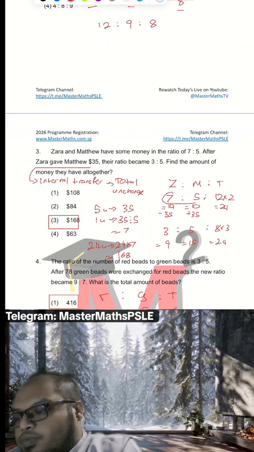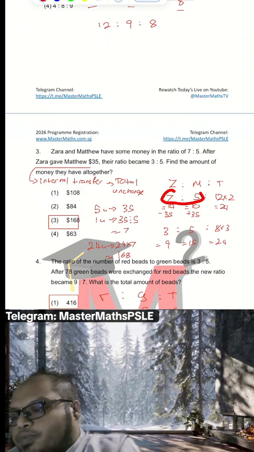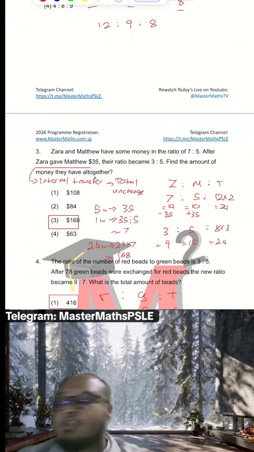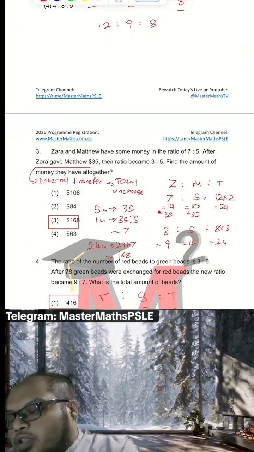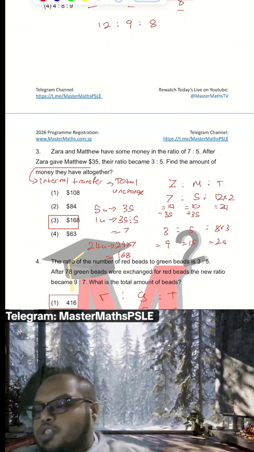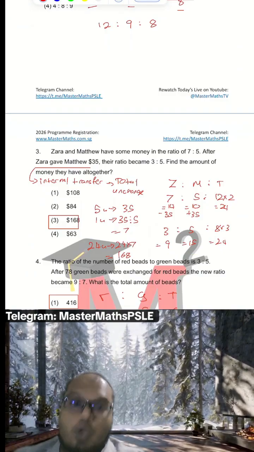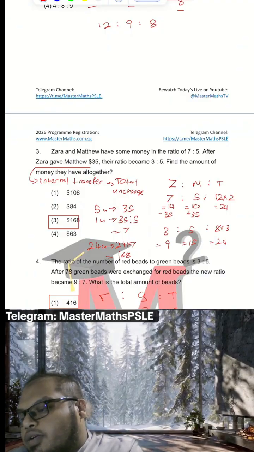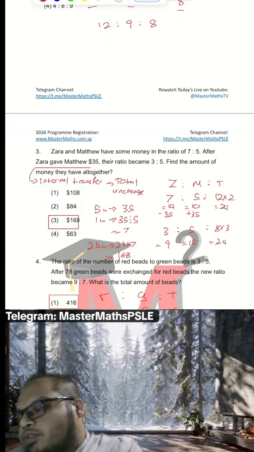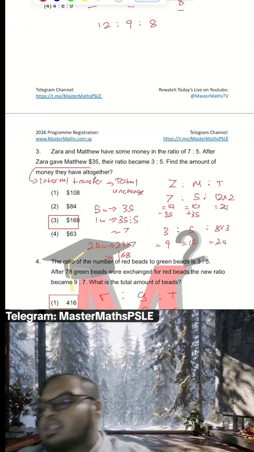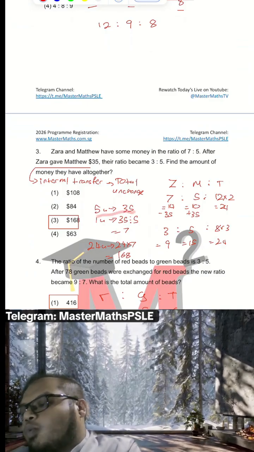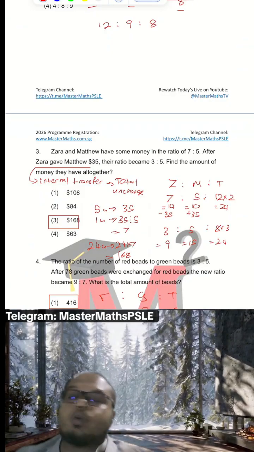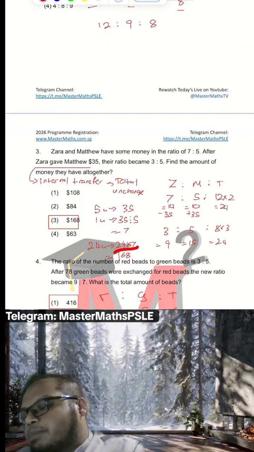Here 7 is to 5, total is 12. 3 is to 5, total is 8. 12 and 8, common multiple is 24. That's why times 2, times 2, times 2 become 14, 10, 24. Times 3 become 9, 15, 24. Okay, I'll finish this one first. From here you can see that 14 to 9 is minus of 5 units, 10 to 15 is plus of 5 units. That is why 5 units is 35. 1 unit is 35 divided by 5, which becomes 7. And because they're asking for the money altogether, which is this 24 here, 24 times 7 is 168.